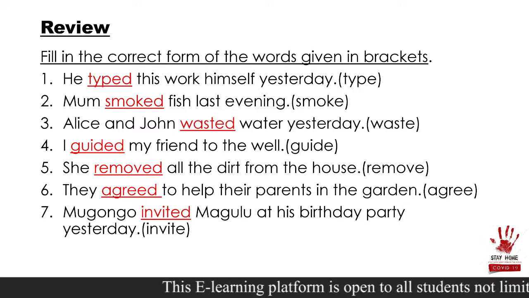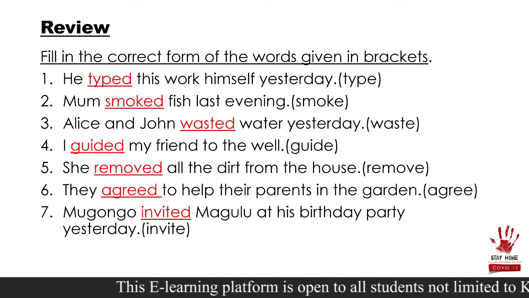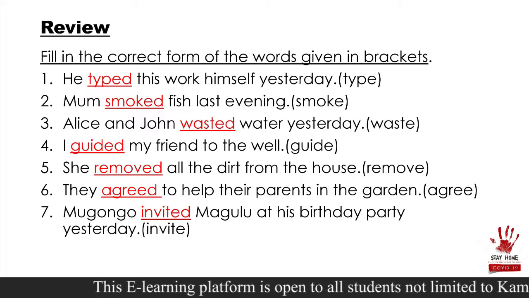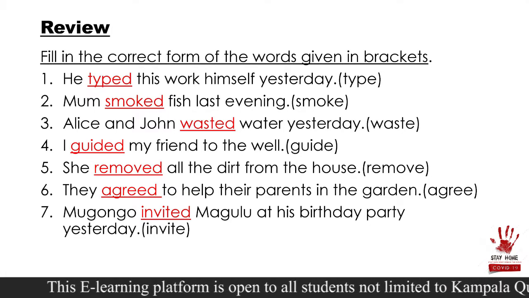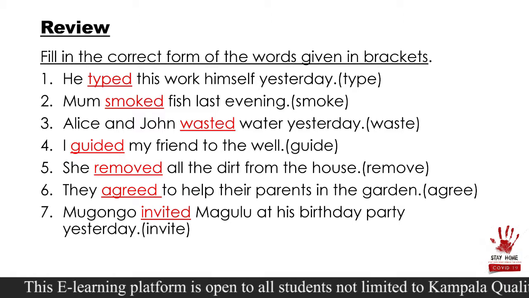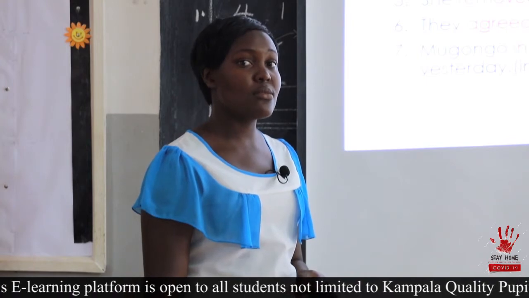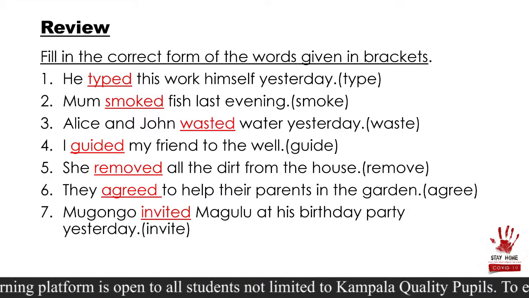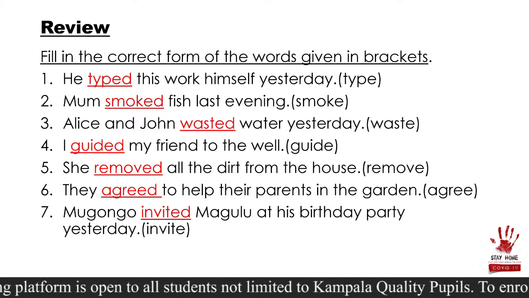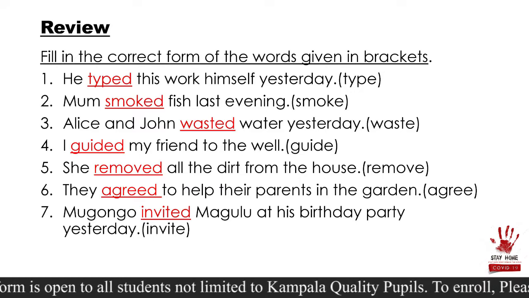Secondly, Mom smoked fish last evening. We had smoke. When you add D on smoke, it becomes smoked. Alice and John wasted water yesterday. Waste. We add D to become wasted. By the way, it's not good to waste things. Use them carefully. I guided my friend to the well. What did you do? Guided. It was a matter of adding D.